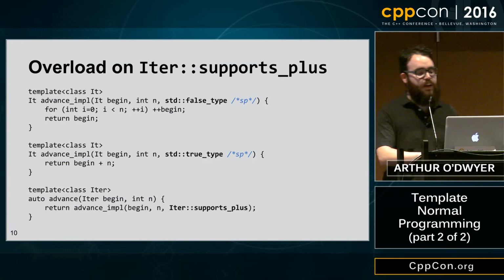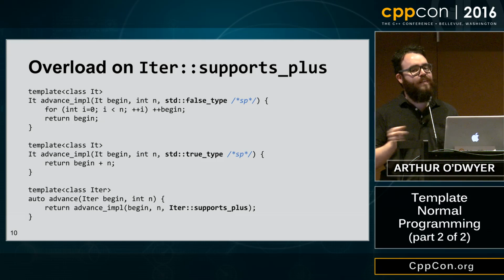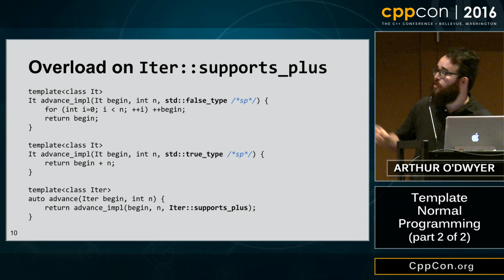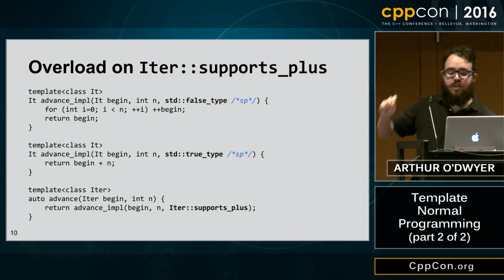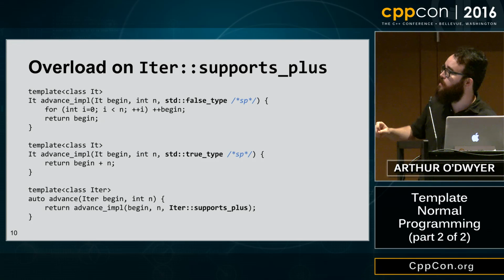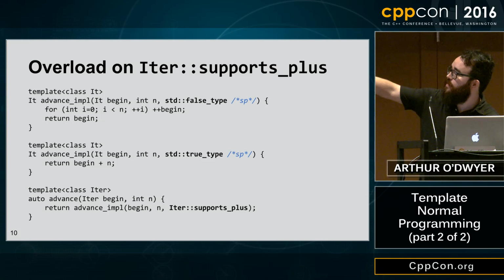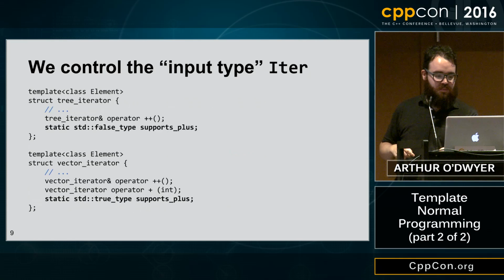And then I can make a pair of function templates which don't look anything like partial specializations, because they take a different parameter type as the third parameter. One of them takes particularly false type, and the other one takes particularly true type. And I'm going to pass iter supports plus to those. Let me go back one slide.